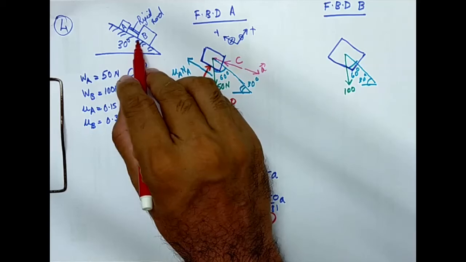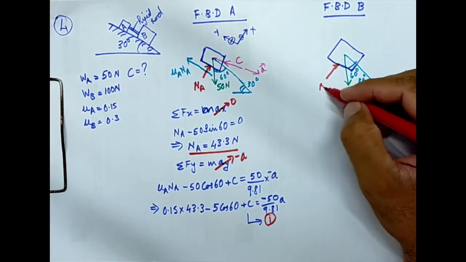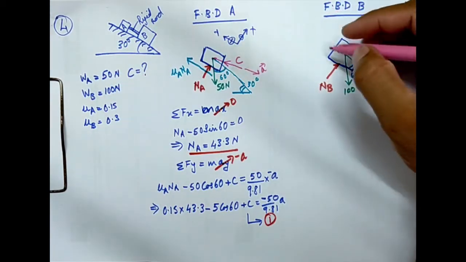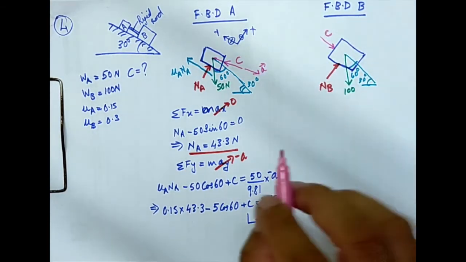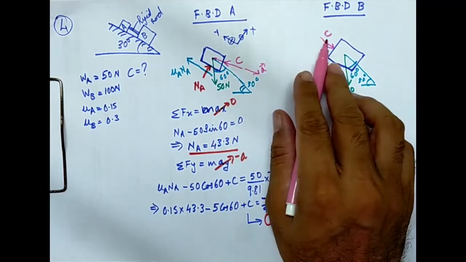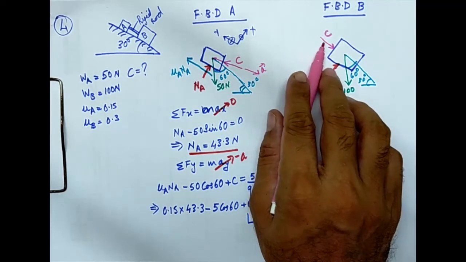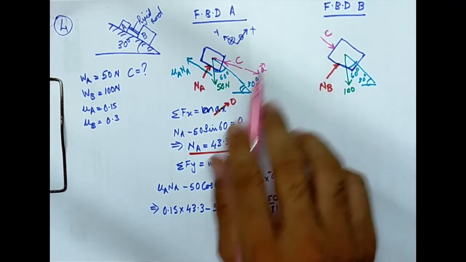This block B is in contact with this surface, so there will be a normal reaction on B. Then this rigid rod will be applying a compressive force which will be of the same magnitude as C. As it is a compressive force, I am applying it towards the object. If it was tension, I would be drawing it away from the object.